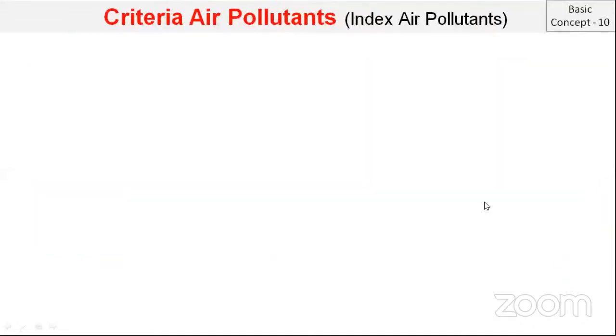That is the list of episodes that we need to remember because of air pollutants, and also because of a peculiar, unique phenomenon known as temperature inversions. Now we move on to the 10th basic concept, and that is called criteria or index pollutants.